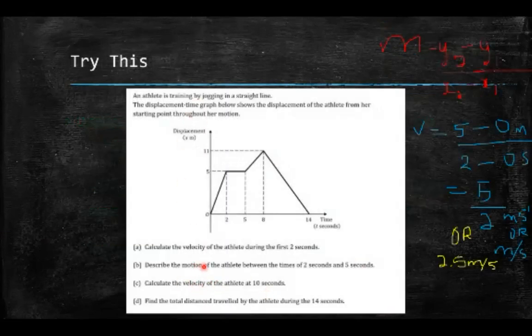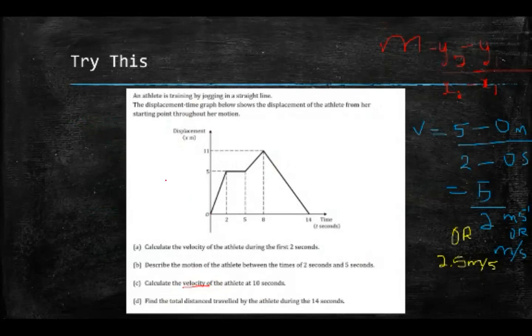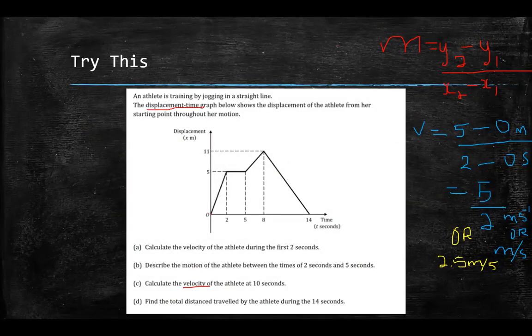Calculate the velocity. Again, velocity. We know whenever we see velocity for a displacement time graph, the velocity is the gradient, so we calculate the gradient. Calculate the velocity of the athlete at 10 seconds. So 10 seconds is somewhere around here.